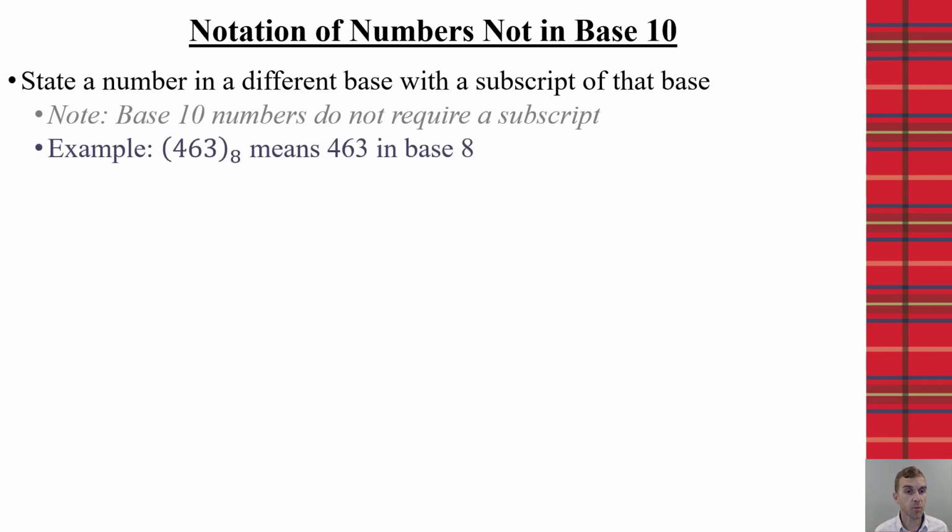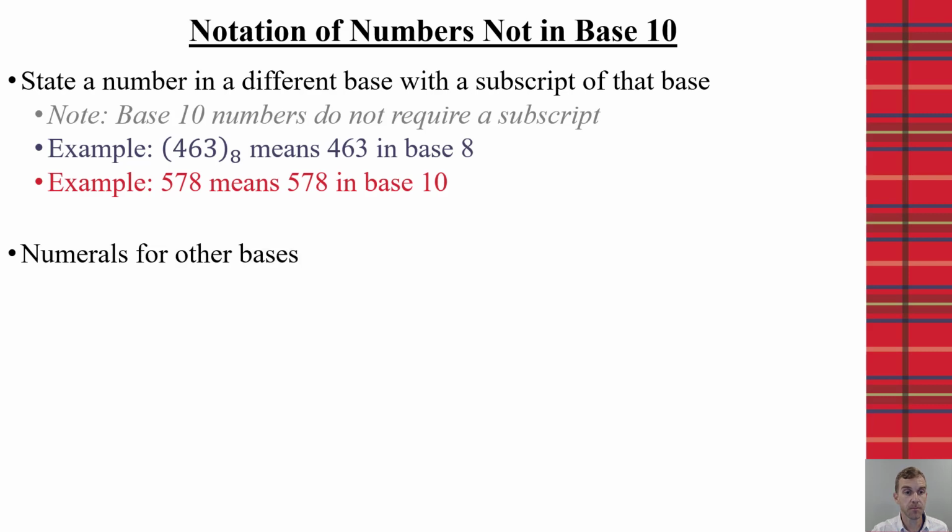So if I see in parentheses 463 with a subscript of 8, I know that would mean the number 463 in base 8. Whereas if I see 578 with nothing, that's going to tell me that's 578 in base 10.